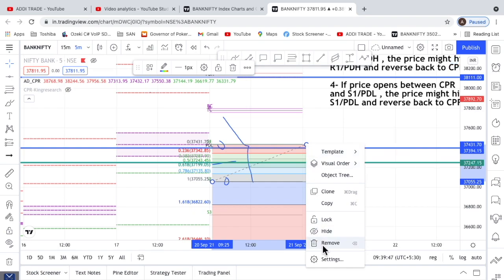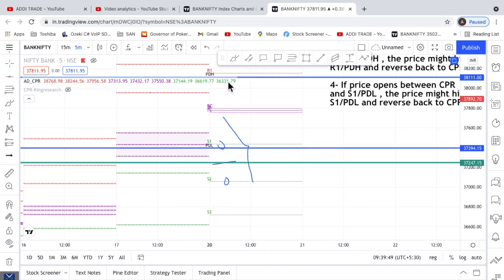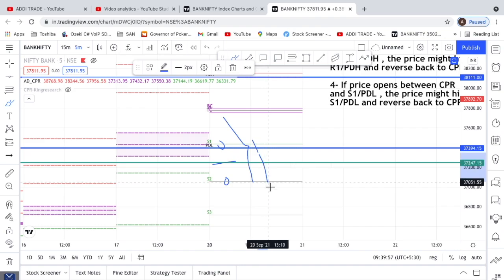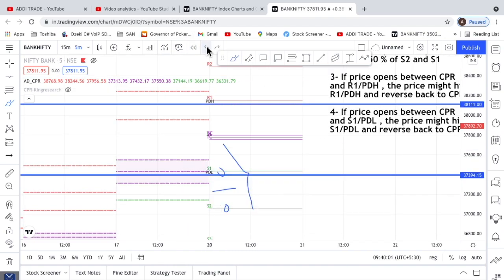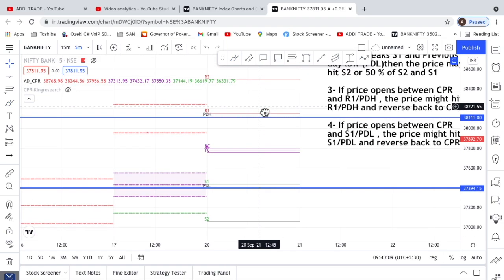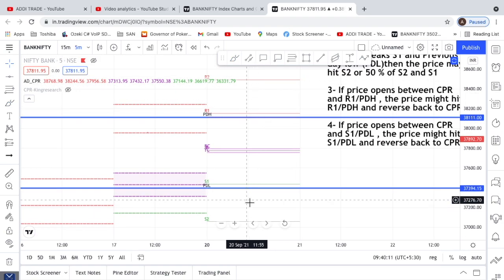So if the price breaks S1 and the previous day low, this blue line I'm using as the previous day low, the price may hit this 50% line or the S2. We will have to book our profits depending on the price action. Okay. So these two are pretty simple, right? If previous day high R1 breaks, then target is R2 or 50% R2. If S1 and previous day low breaks, then the target is 50% of S1 and S2 or S2.